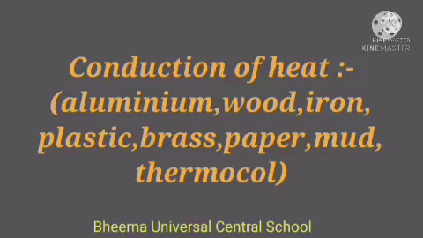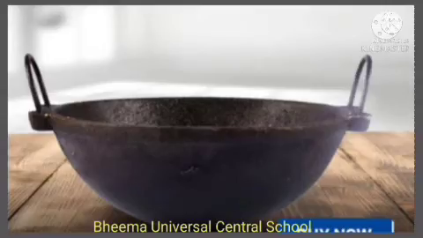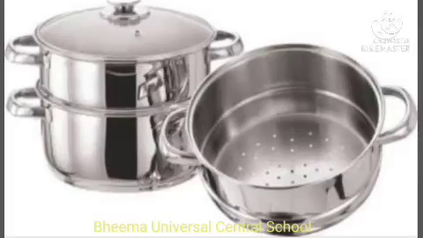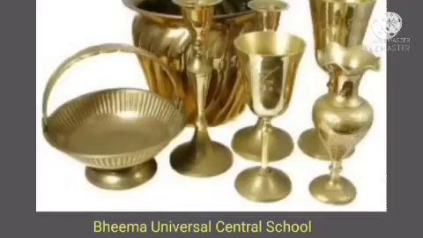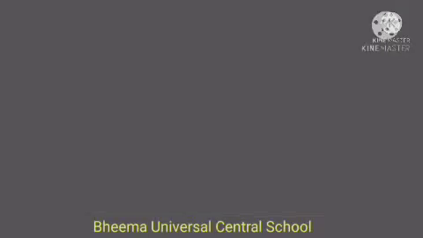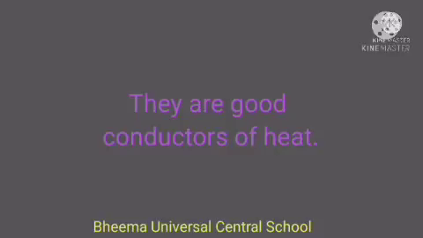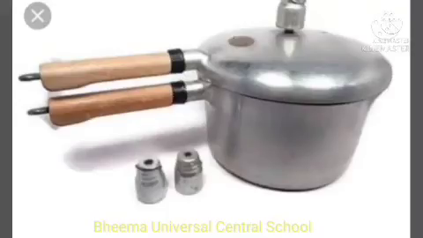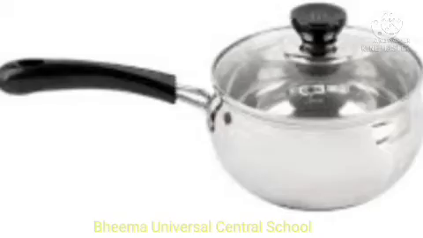Next property of matter is conduction of heat. Choose the materials that can be used to make cooking utensils. Containers made up of iron, aluminium, steel, copper and brass are used for cooking because they are good conductors of heat. However, their handles are made up of different materials like wood or a kind of plastic called bakelite. This is because these materials do not conduct heat.